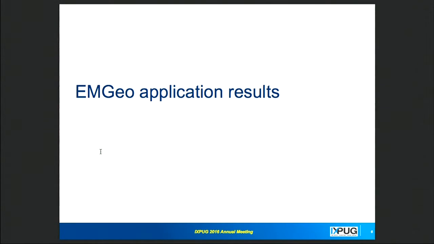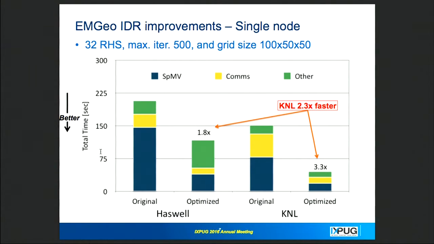So I'm now going to move to the application performance. Here I'm showing the runtime for a reasonable problem size, where lower is better, on Haswell and KNL in the original and optimized code. We can see a factor of 1.8 speedup on Haswell and 3.3 on KNL. And generally, KNL is 2.3x faster than Haswell. This is mainly because this code is memory bandwidth bound, and KNL has high bandwidth memory.